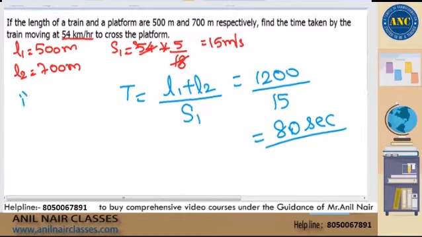Four different cases we discussed. First case is where the train is moving, crossing a man or a pole. Second case is where the train is crossing a platform or a bridge. Third case is where a train is crossing another train moving in the same direction. Fourth case is where the train is moving, another train moving in.